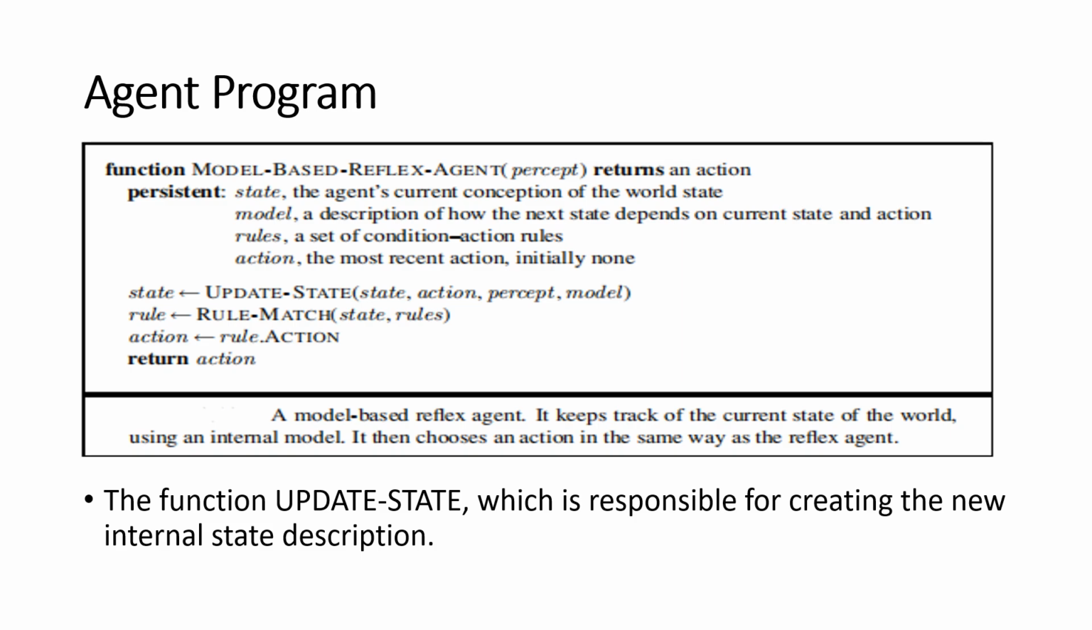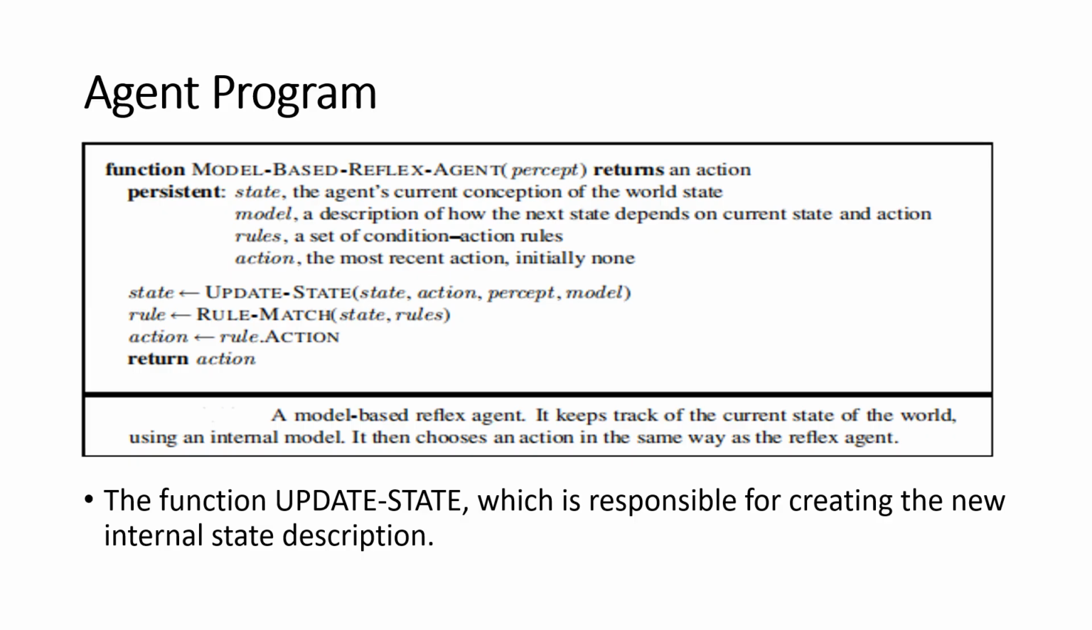State means the agent's memory of the world, that means what it believes about the environment. And model means the knowledge of how the world changes and how actions affect the state. Then rules means condition-action rules. And then action is the last action taken, and initially it is none. These are persistent, meaning they are remembered across time steps.